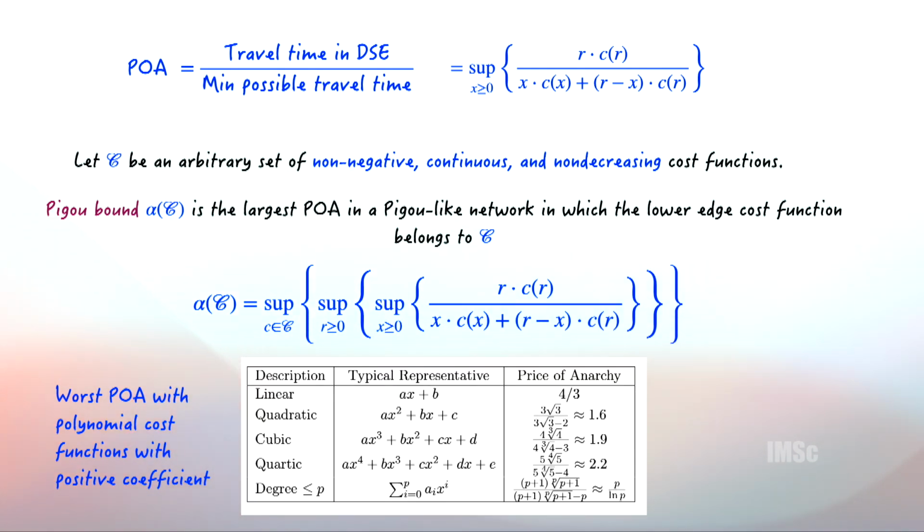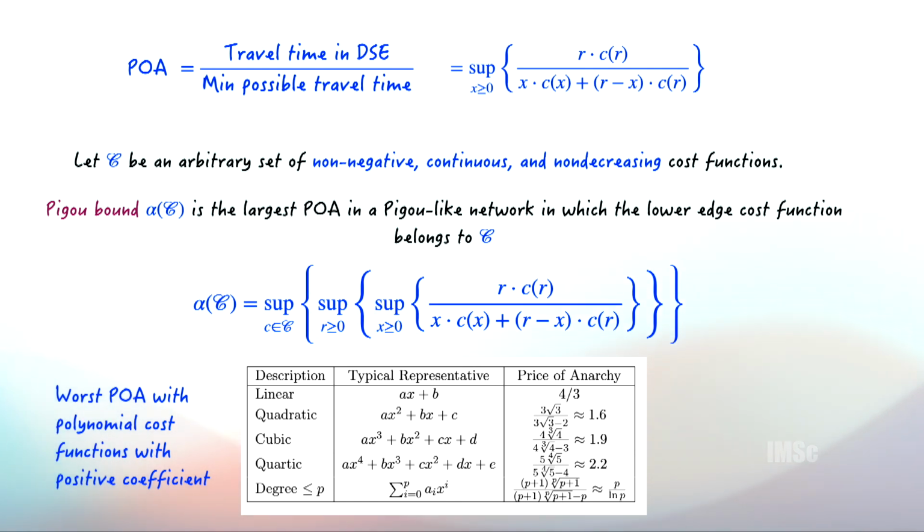All right. So now this is a table that I was saying. When you have linear, it's 4/3, just by doing that sort of split of the value. When the cost function is a quadratic of this kind, where the coefficients are all positive, so A is positive, B is positive.